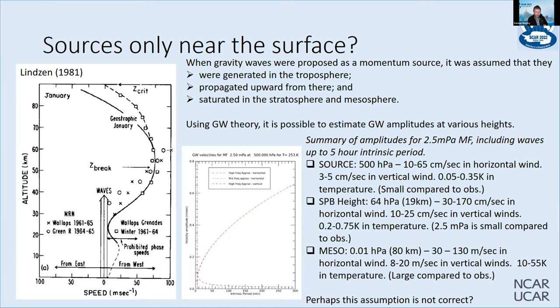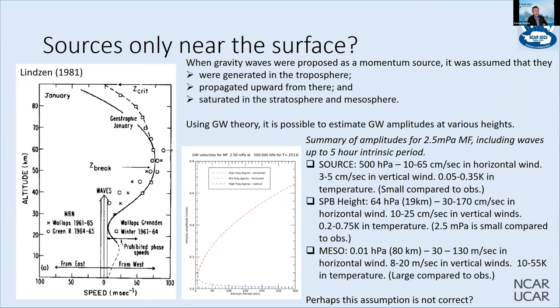0.35 K. Now, when you consider that these waves are being launched near a big frontal system, then these values are actually quite small compared to the observations. You can repeat that at superpressure balloon heights. And the important thing here is that the superpressure balloon momentum fluxes all come out to be somewhat larger than the 2.5 millipascals that are being put in the model.